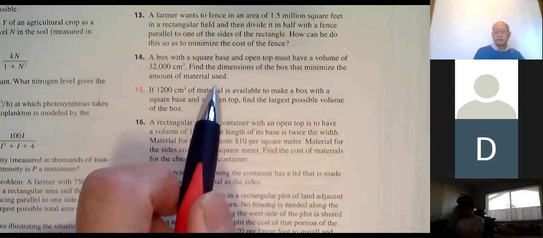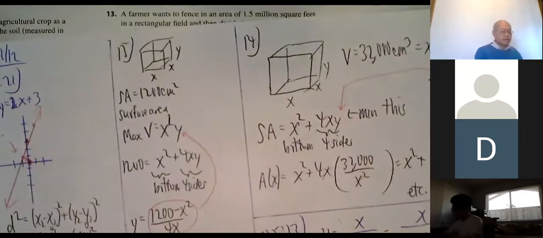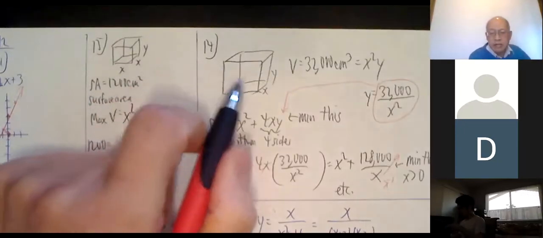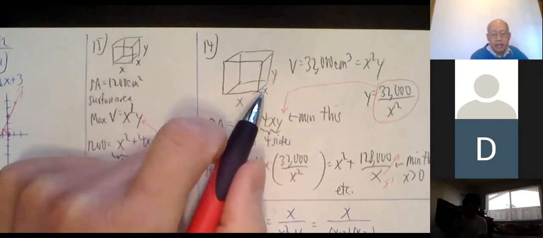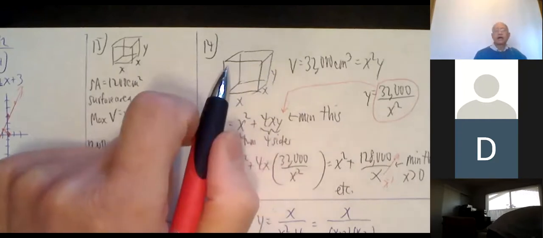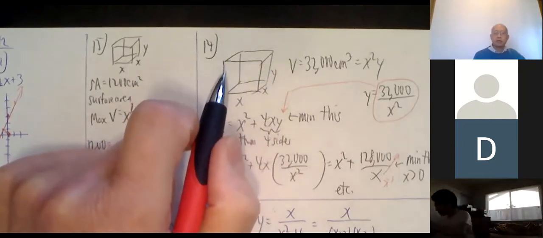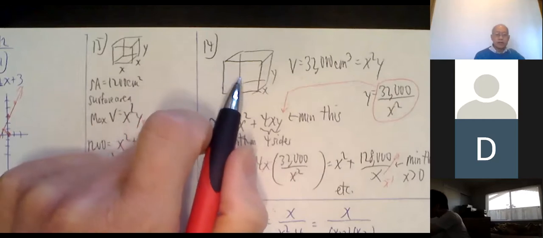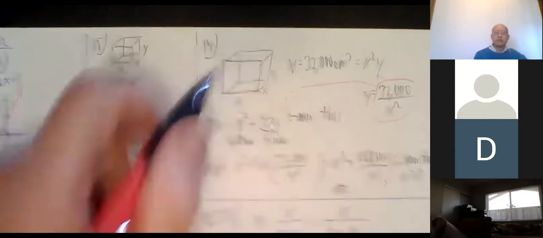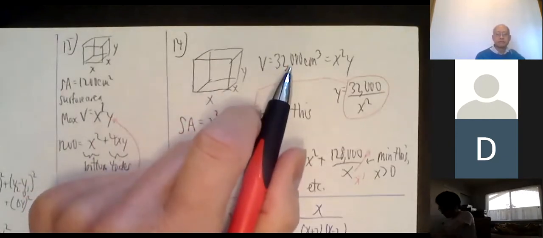So the setup is like this. All right, so it says we have a box, square base, x by x, but we don't know the height is also x, so I pick a different letter, y. And it says an open top. So can you imagine such a thing? There are 5 faces, right? Front and back, left and right, and a bottom, but no top, it says. Volume is 32,000 centimeters cubed.